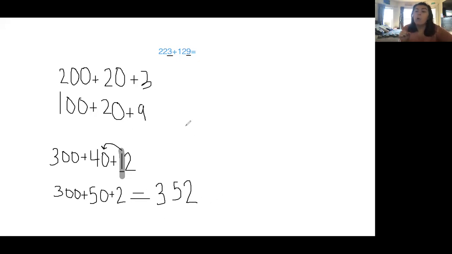So I have shown one way how to solve this. This way is called expanded form, or on your worksheet today, it's using place value. Sometimes people call it expanded form, sometimes people call it place value. Whichever way, this is one way of solving these problems. And now I'm going to show you two more ways.